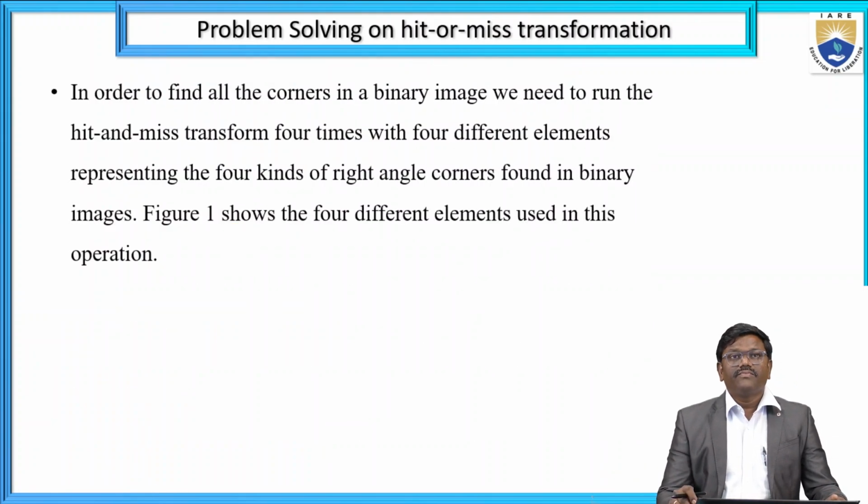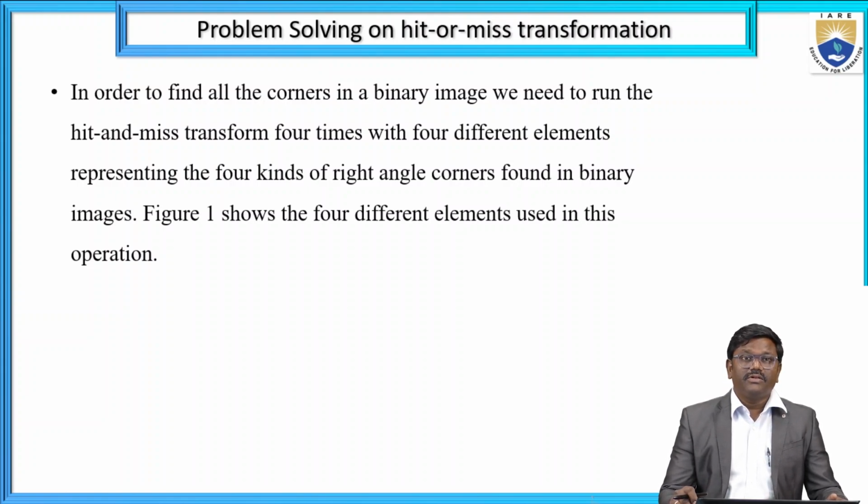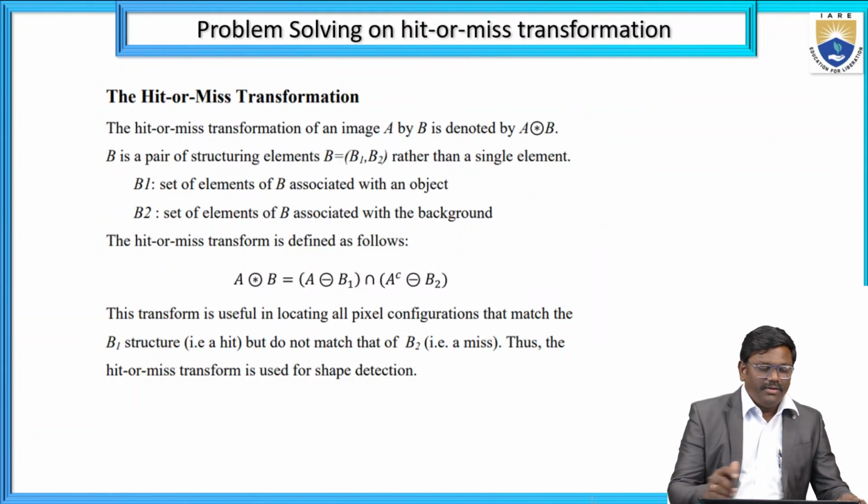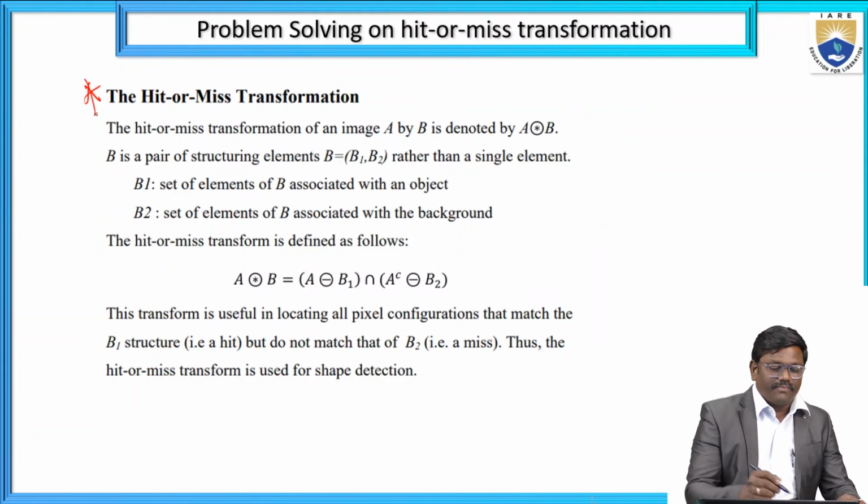Of course, in order to find all the corners in a binary image, we need to run the hit and miss transformation four times with four different elements representing the four kinds of right angle corners found in binary images. The figure shows the four different elements used in this operation, which we have to understand to see how the hit and miss operation will be performed.